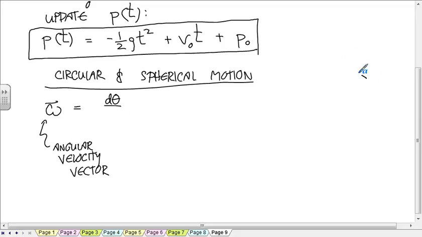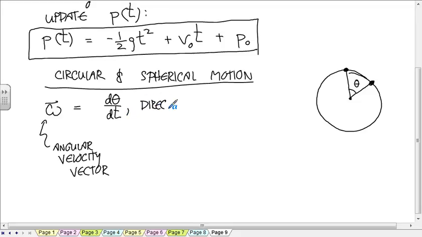So like if an object's moving through a circular path, if this is the object and it goes from here to here along the path, then this is the angle that I'm talking about. So it's d theta dt, and its direction is the axis it rotates about.